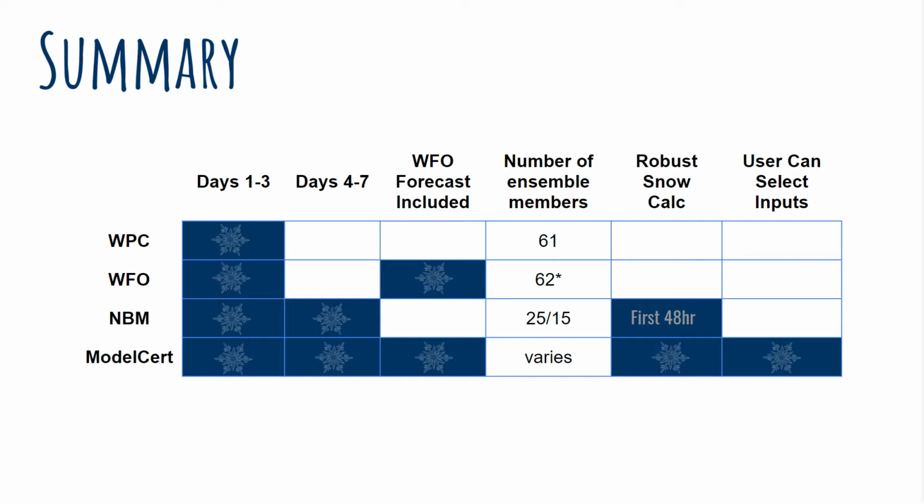The official WFO forecasts included both our ProbSnow guidance and in Model Certainty. WPC and WFO ProbSnow have the most membership with 61 and 62 members respectively. The most robust snow amount calculations are found in the NBM within the first 48 hours and Model Certainty. Finally, Model Certainty is the only guidance where you can, as the user, select the inputs to interrogate.